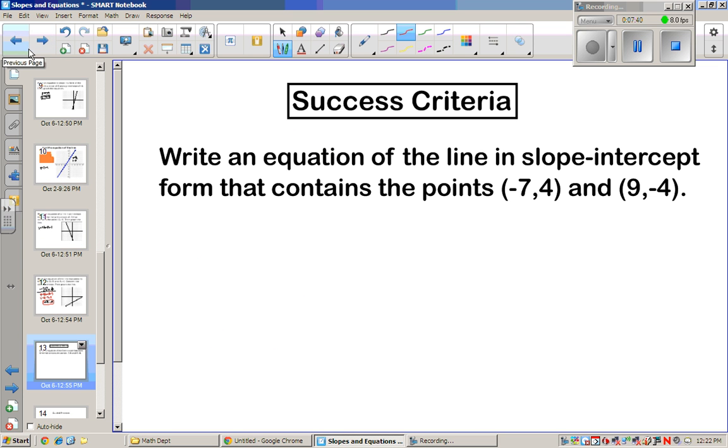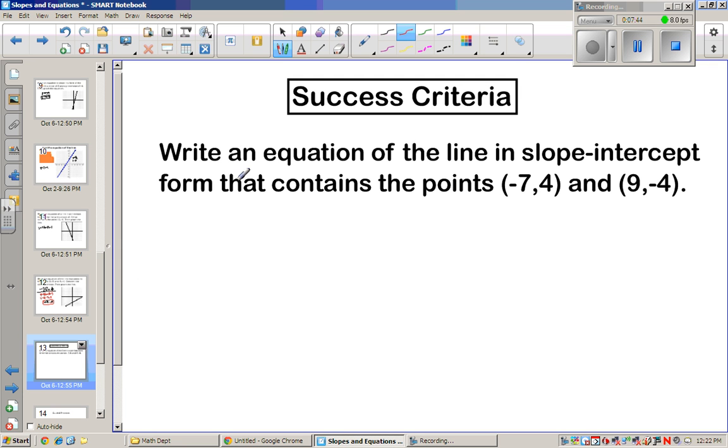Now, here is the success criteria. So now if we just have the points, we have to find the slope first. -4 minus 4 over 9 minus -7. So we have -8 over 16, which we can reduce to -1/2.